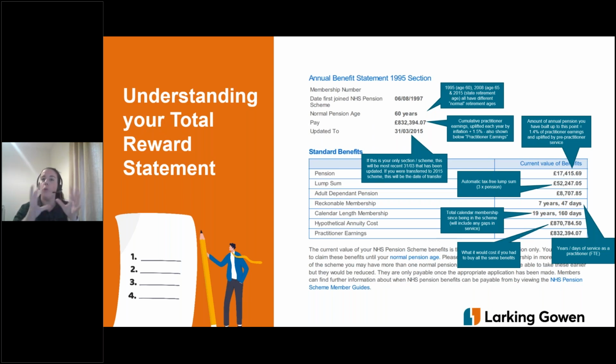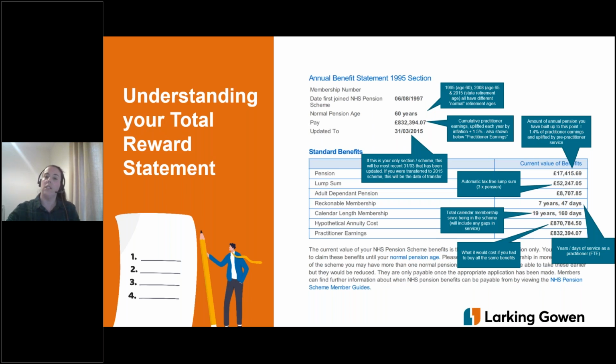That is their cumulative practitioner earnings. That is their pot figure that's been uplifted by dynamisation, which you can slightly see further down at the bottom of that table. So it's not the pay that you've earned in any given year if you're a GP partner. Hospital doctors, slightly different. The updated to date, again, this can be a bit misleading.